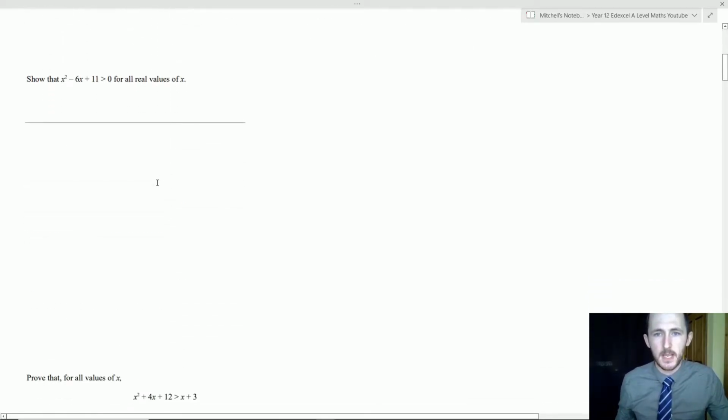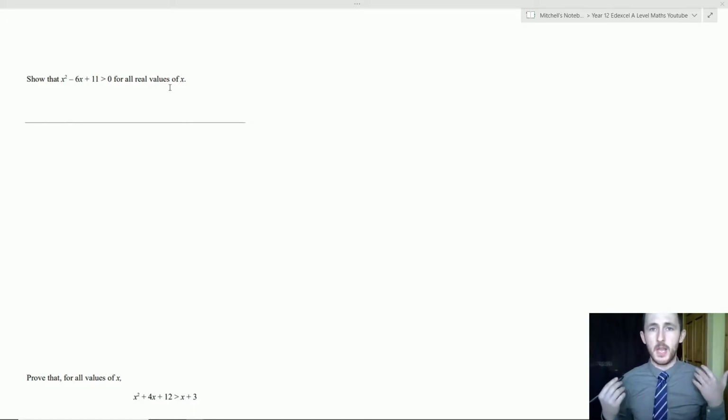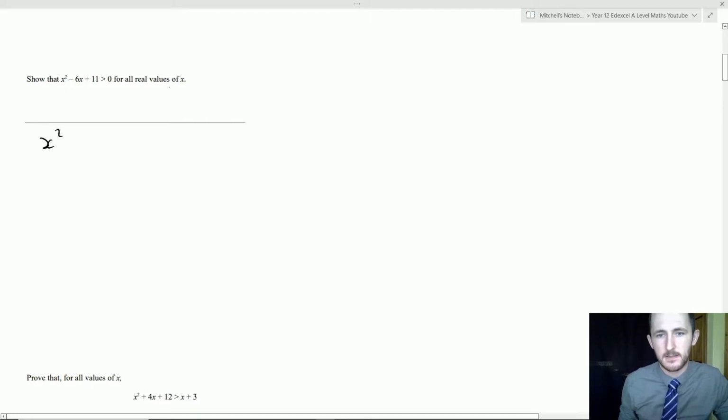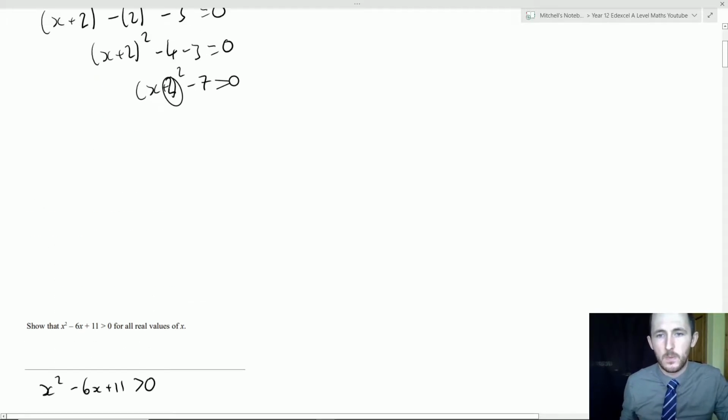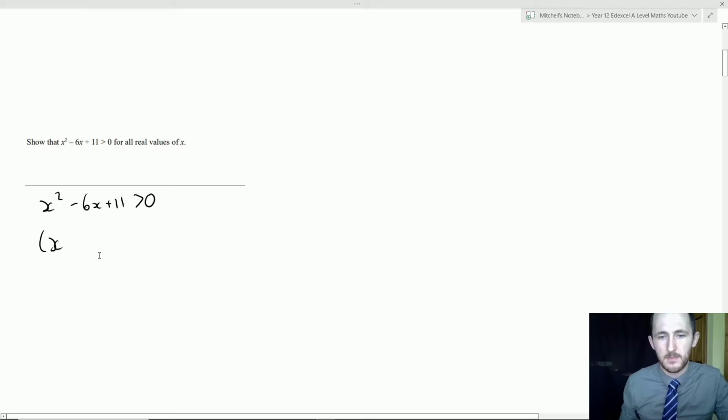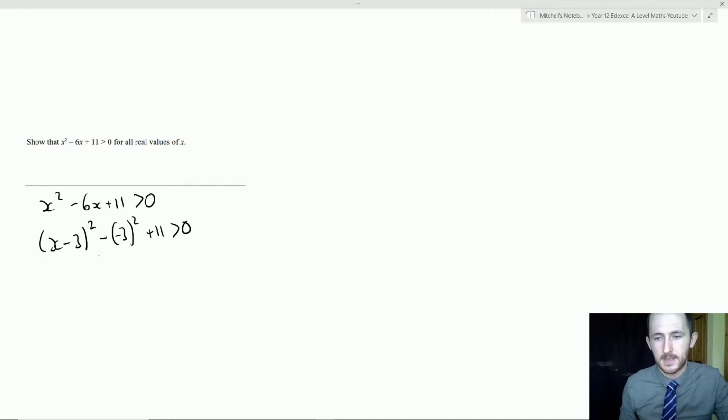So, show that this thing is true for all real values of x. Unless you do further maths, you don't need to care about for all real values. So we have x squared minus 6x, plus 11, greater than 0, right? So what we can do is, once again, use our bracket. If you remember, we half b, so it'd be minus 3, squared, minus 3 squared, plus 11 is greater than 0.